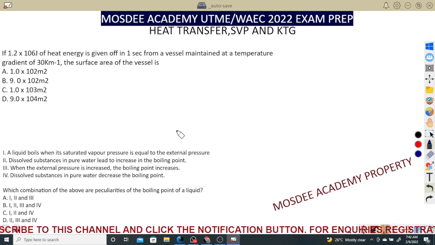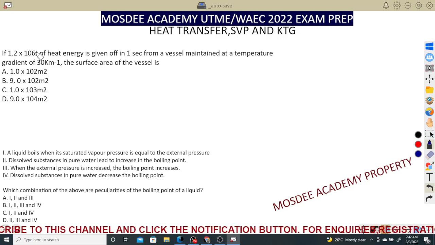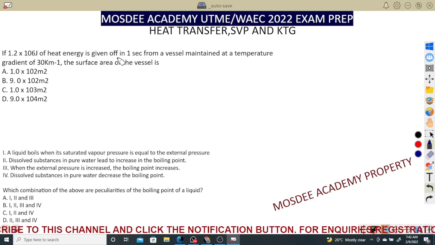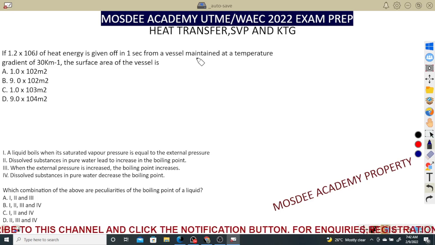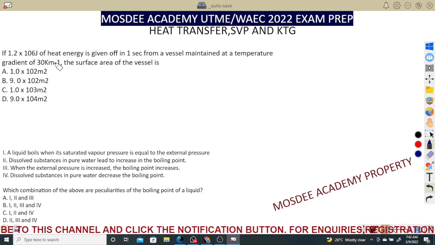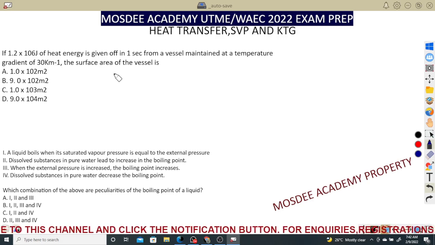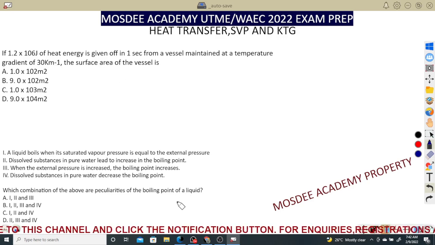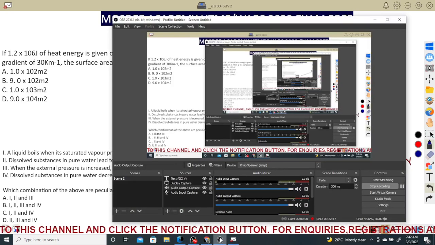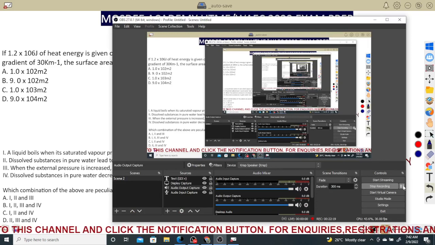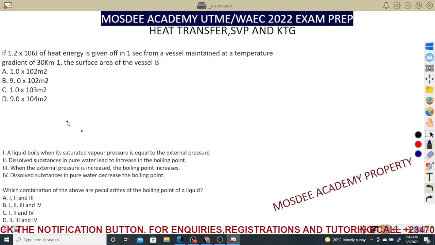Wow, I think this is the 9th one. If 1.2 times 10 raised to power 6 joules of heat energy is given off in 1 second from a vessel maintained at a temperature gradient of 30 kelvin per meter, the surface area of the vessel is dash. So let's see this. Now the question answers to the area.